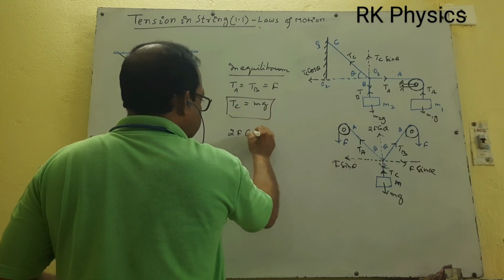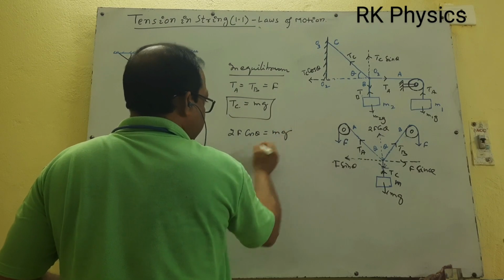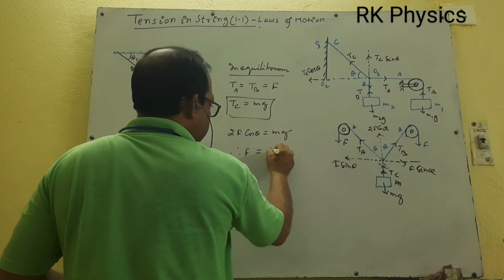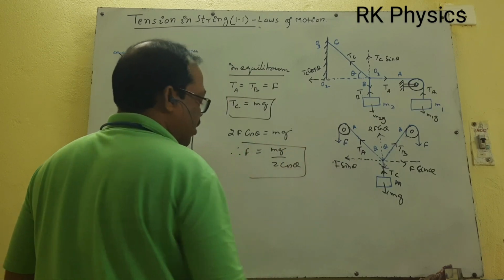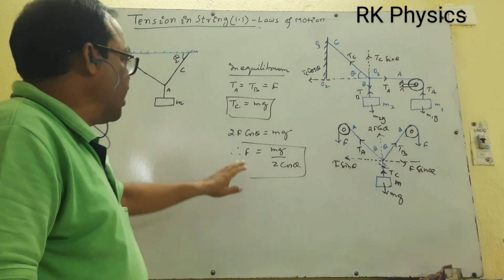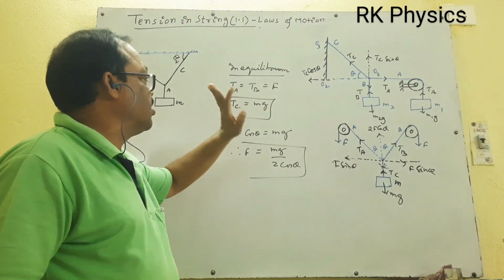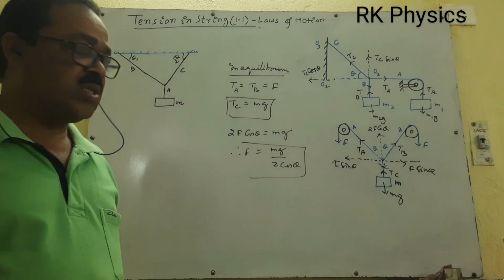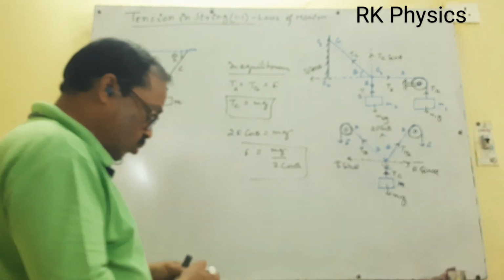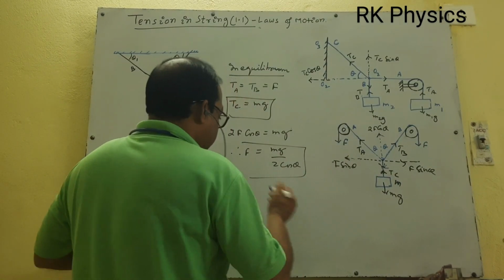Then 2F cos theta equal to mg. So therefore F is mg divided by 2 cos theta. This is your another equation. Now what is F? F means TA, F means TB. So in this way you can find TA, TB, TC if mass and theta are known. That is a problem for you.